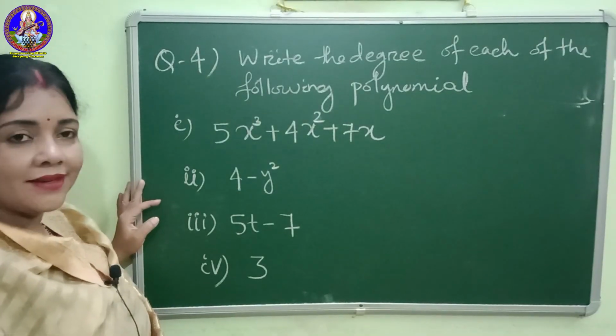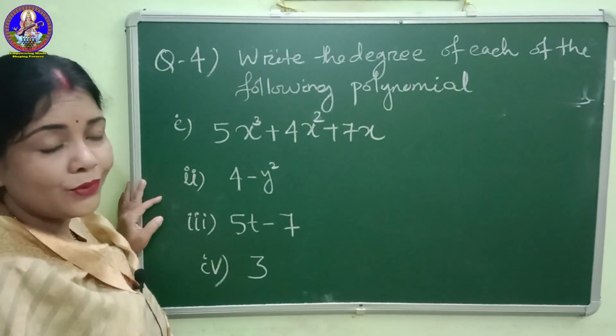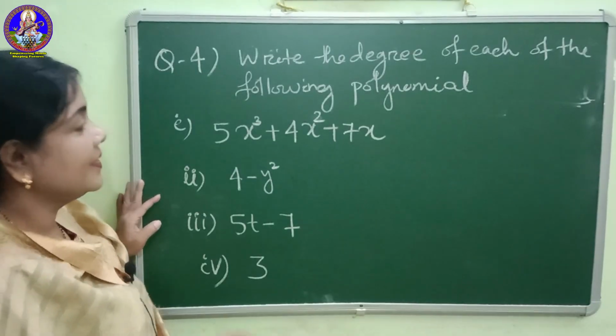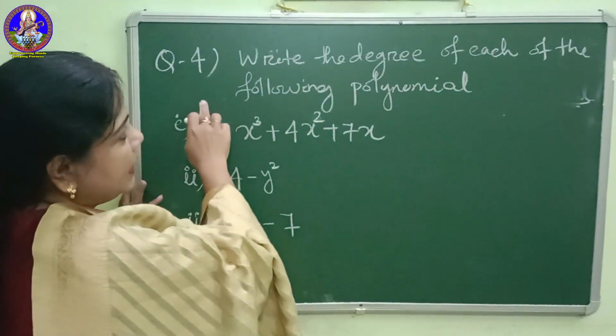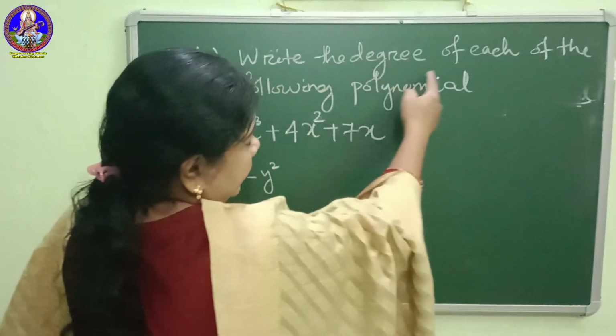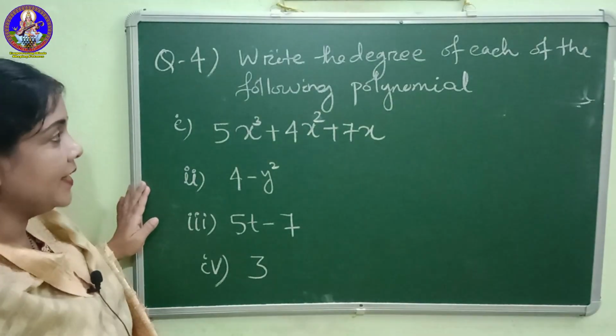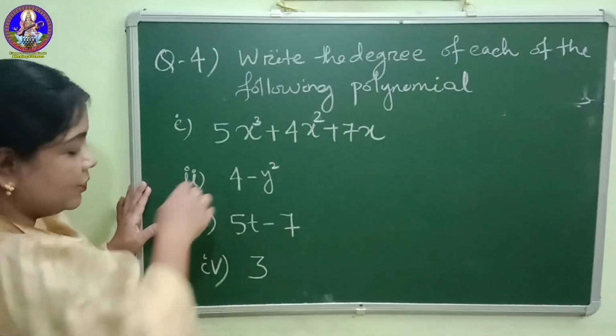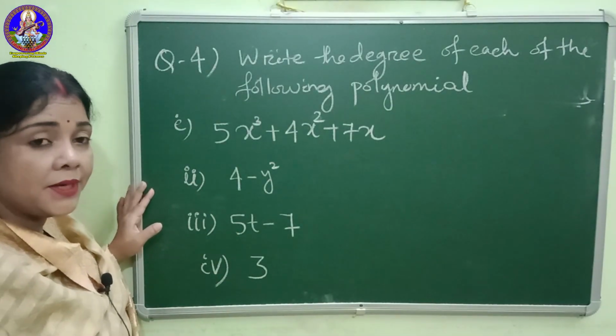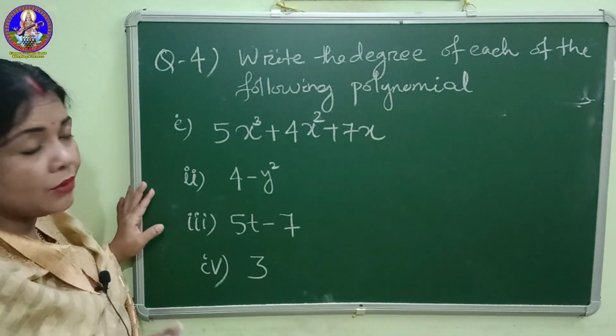Now let us again solve question number 4 from your textbook. Question number 4 asks to write the degree of each of the following polynomials. Four questions are given, and here we have to find out the degree of the polynomial.